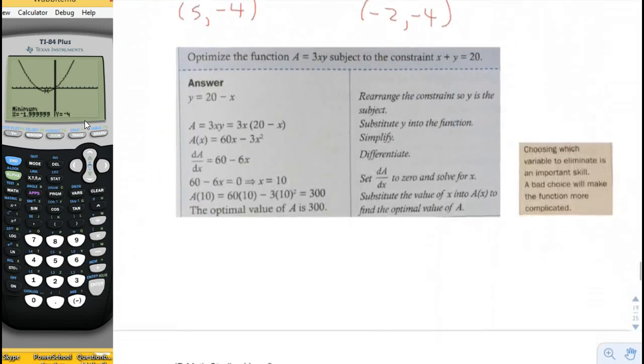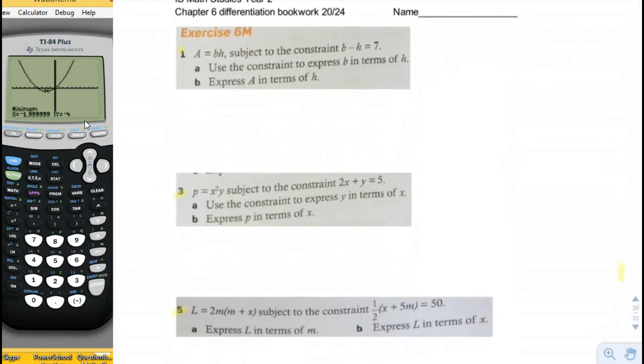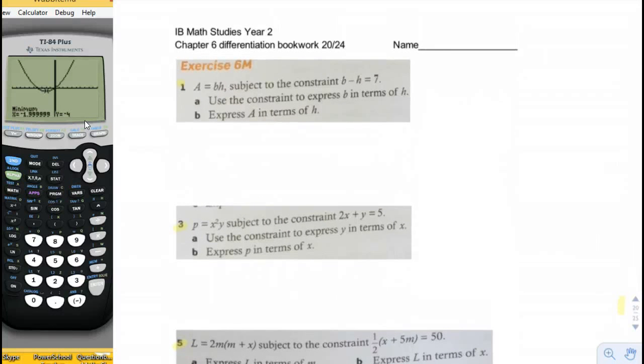All right, now we're going to section 6M. These are word problems, and the first page is to get used to taking two equations with two unknowns and turning it into one equation with one unknown. Once you get a word problem so that it's one equation and one unknown, then it's ready to be optimized, or you're ready to take the derivative to find the optimization.